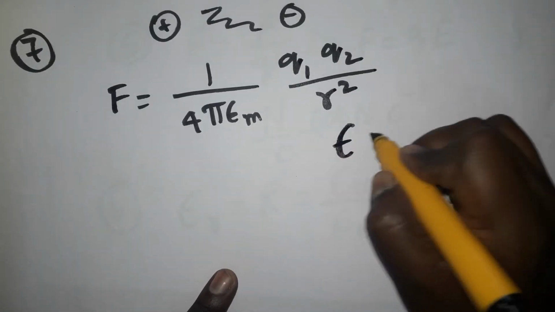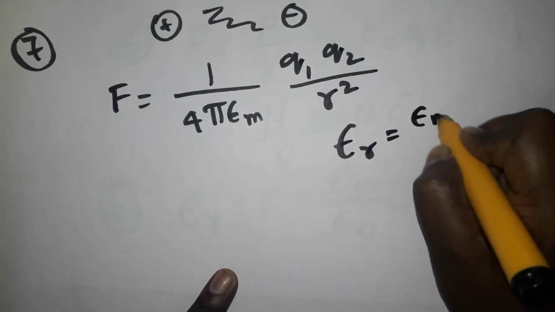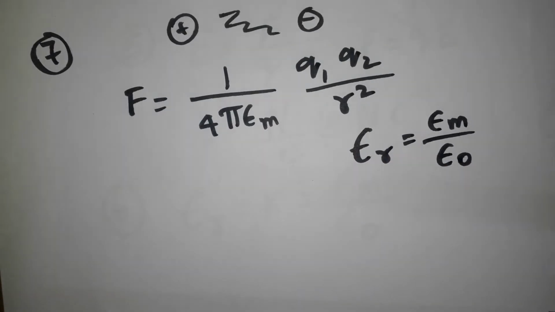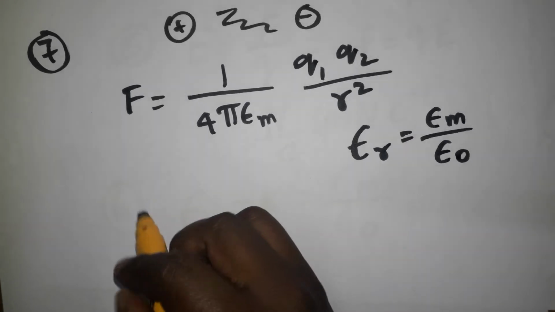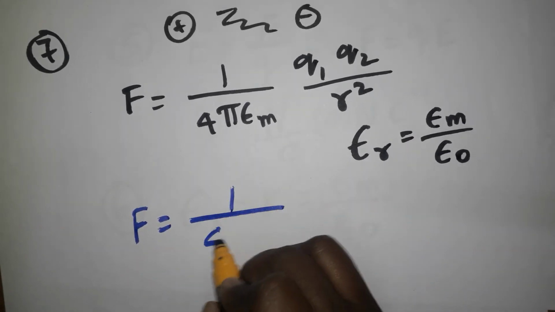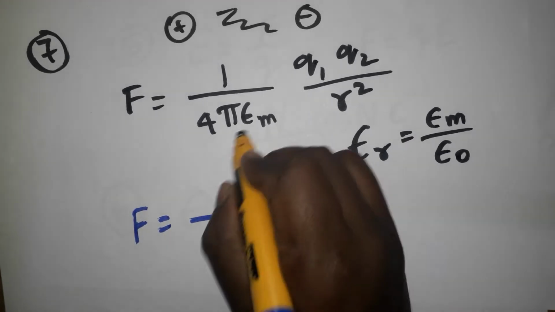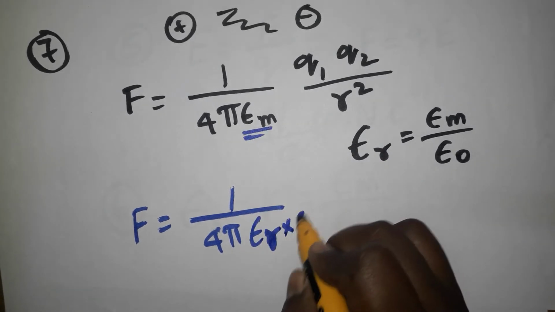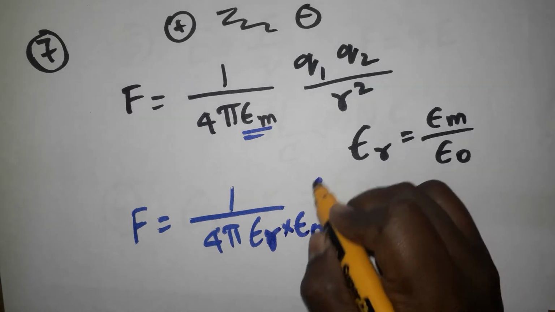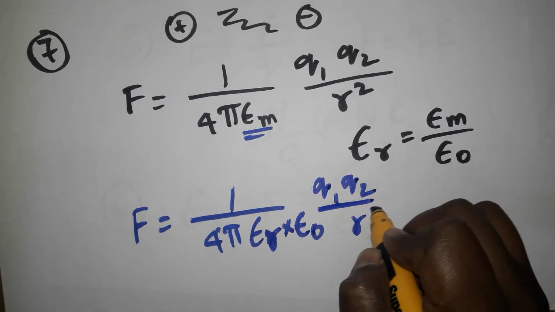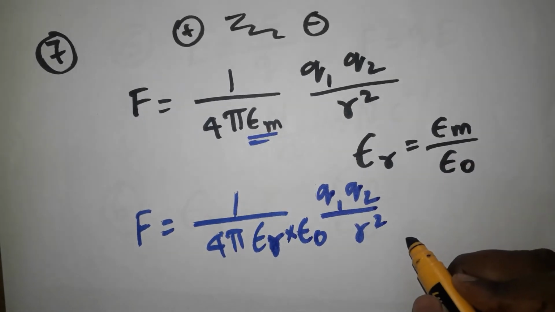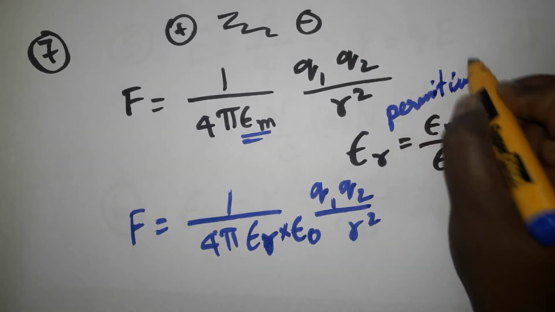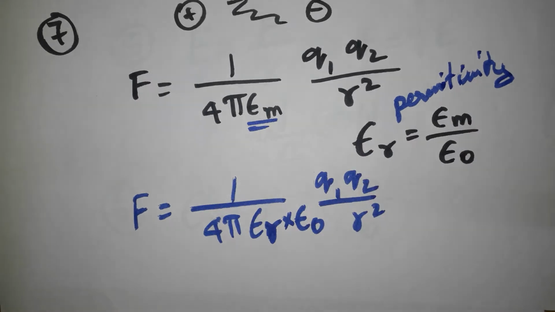Already we have the formula: relative permittivity is equal to permittivity in medium divided by permittivity in air. The same formula we can modify and write like this: F is equal to 1 divided by 4 pi, times the permittivity in medium, q1 q2 divided by r square. The same formula we can write this way also. It is called permittivity. This is the seventh formula.